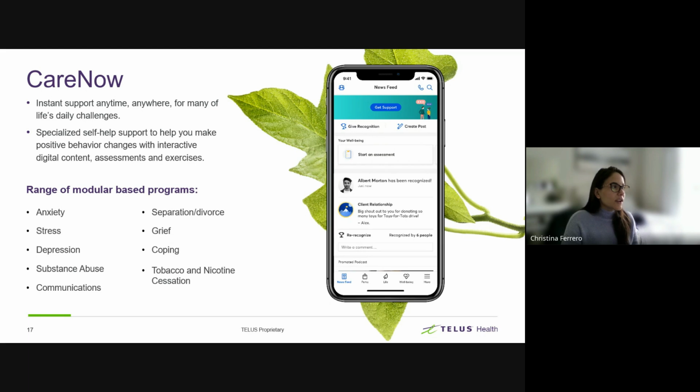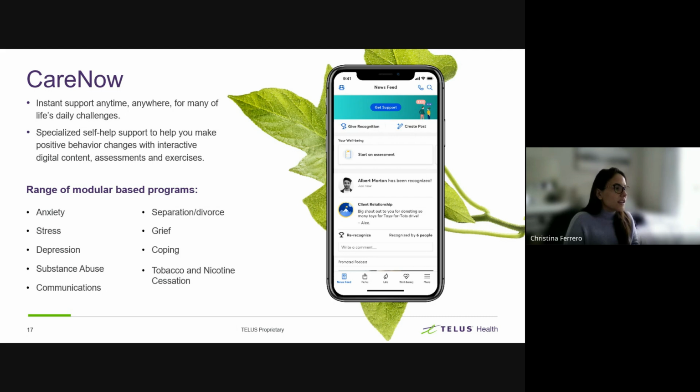And kind of highlighting what Care Now is. So this is instant support anytime, anywhere for many of life's daily challenges that we know do occur. So specialized self-help support to help you make positive behavior changes. And this is interactive with digital content that we have here and the assessments and exercises that you can actually access through the app.